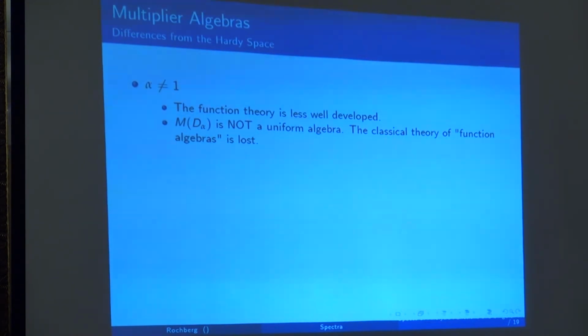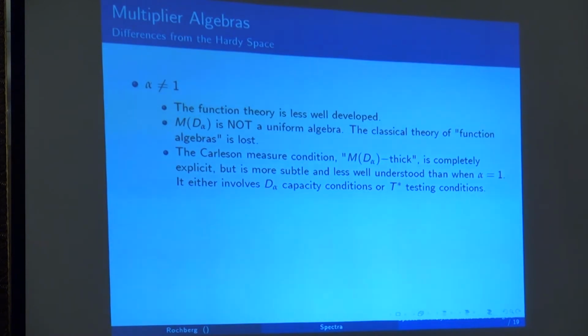Partly because H infinity was considered so interesting, the theory of uniform algebras was developed very extensively in the 50s and 60s, and there are several different books with that title. The general theory of commutative Banach algebras is a little less well developed and less subtle, and as soon as we get away from alpha equals 1, we're back to this more general theory. The Carleson measure condition for interpolating sequences is completely explicit, but it's much harder to understand.